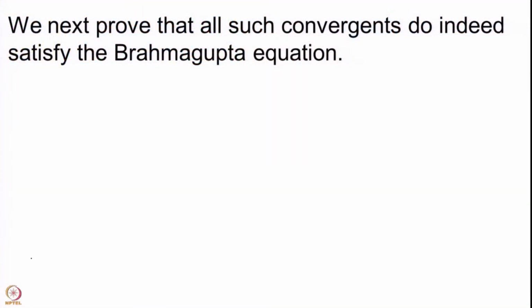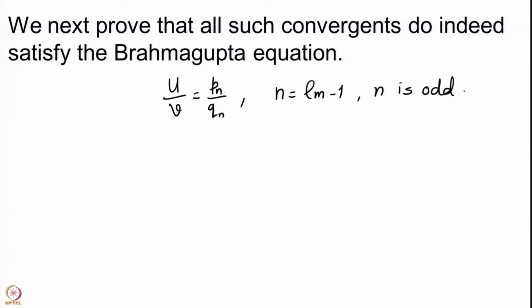It remains to see, and it will not take more time now, to see that any such convergent indeed satisfies the Brahmagupta equation. So, we now have to see that all such convergents, what do we mean by such convergents? We are looking at u by v to be Pn by Qn, where n is of the form Lm minus 1 and n is odd. We will prove that all such convergents also satisfy the Brahmagupta equation. That is a simple check. So, this is what we do.